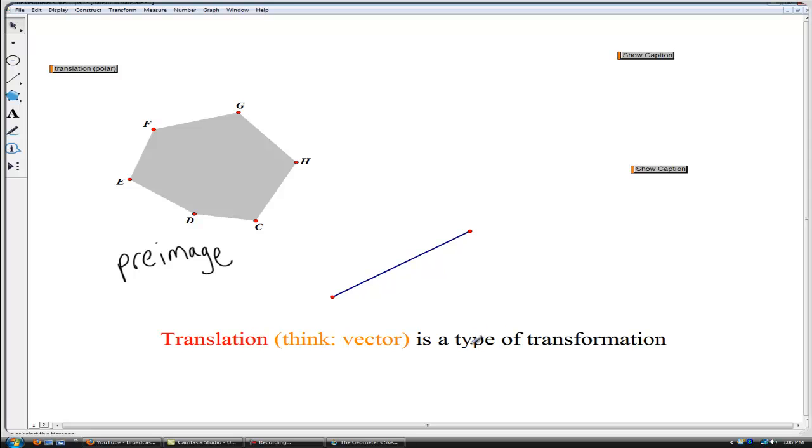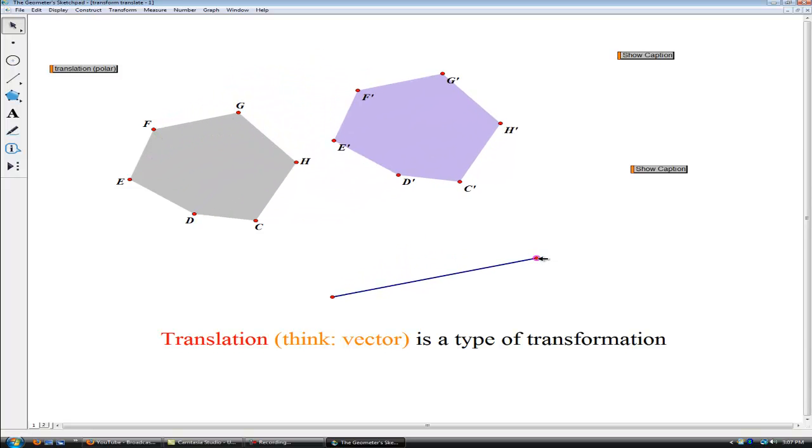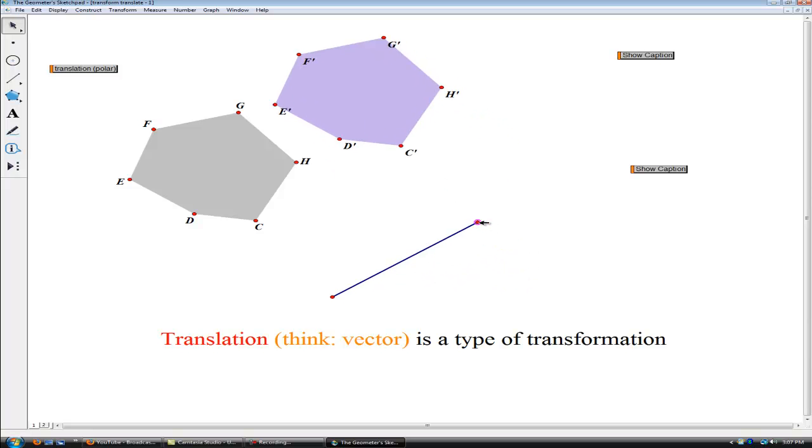And in order to do this, we need a vector. The vector tells us in which direction and how far. So what I've done here is, if there is no vector at all, then there is no translation. But as I increase the length of the vector, that determines the length of the translation, as does the angle.